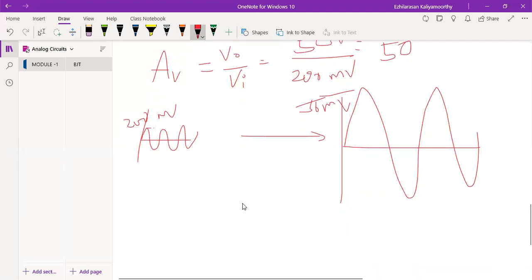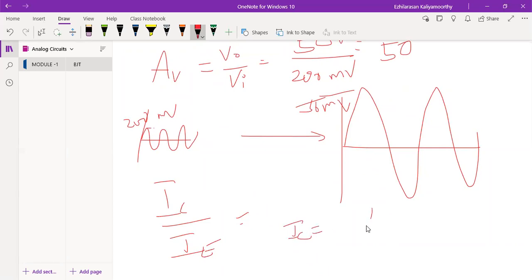How can we calculate the current gain? It is the ratio of the collector current to the emitter current, that is nothing but IC by IE. That is what you can call the current gain, where IC is equal to alpha into IE. The alpha value, as we already know, ranges from 0.95 to 0.98, almost 1. So I can say IC will be approximately equal to IE.